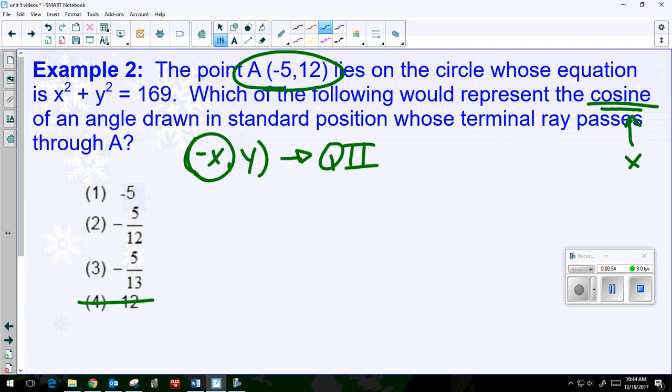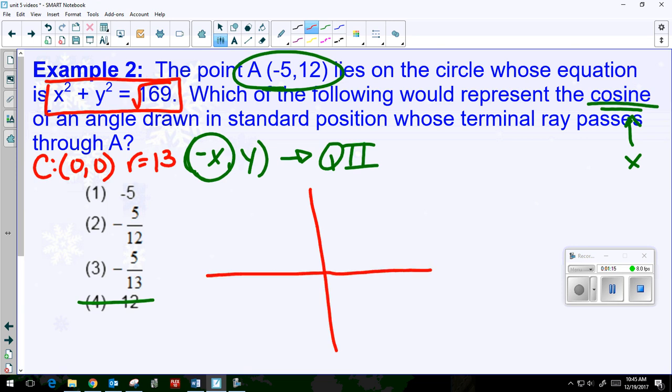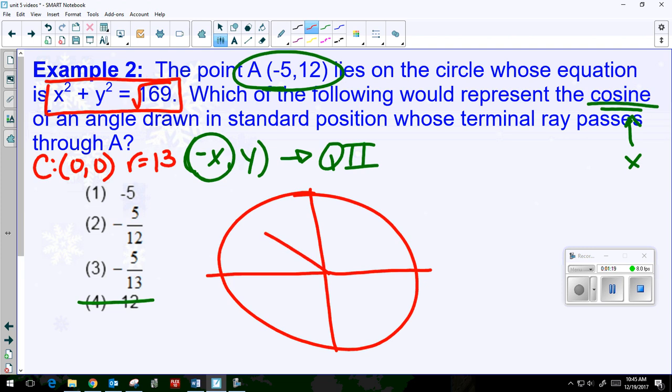They also told me that I was on a circle of the equation x squared plus y squared equals 169. So that means the center of my circle is (0, 0), because nothing is being added or subtracted to x or y, and my radius is 13. So I can draw a picture using this information. So here's my circle. Here's my point. My radius is 13.